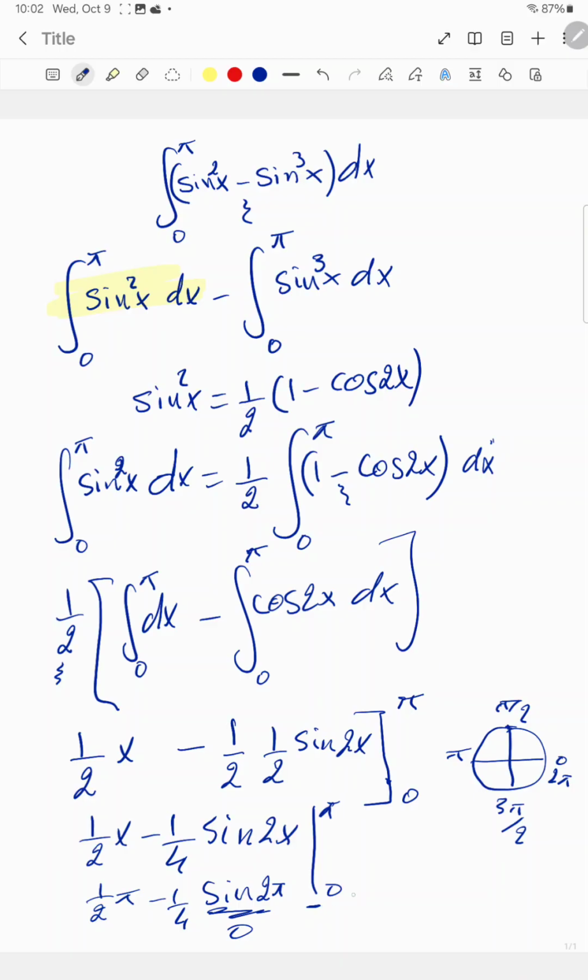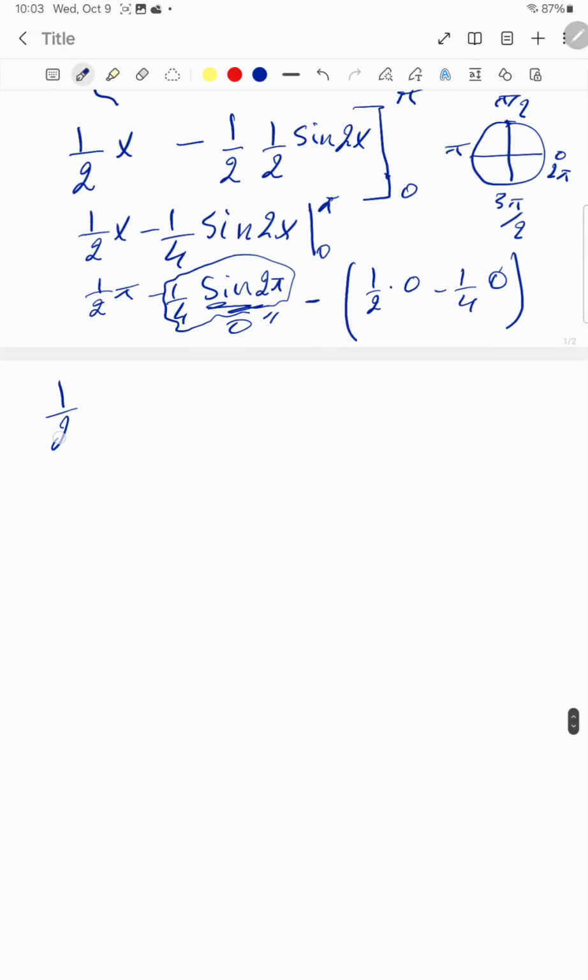And then I put minus and I open my parentheses. Now I have to replace x by 0: 1/2 times 0, I know that all that is equal to 0, minus 1/4 sine of 2 times 0, which is sine of 0, which is equal to 0. And so all that becomes 1/2 pi. Let's highlight it because I will add it to my final answer.